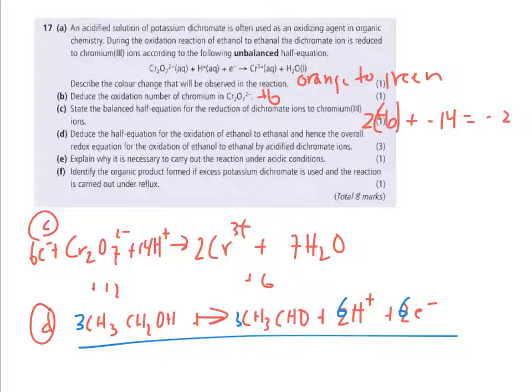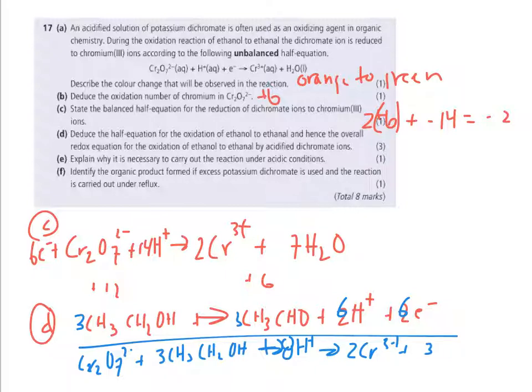And when I go ahead and add these up, then I'm going to come up with Cr2O7 2-, plus 3CH3CH2OH is going to yield, plus 8 hydrogen, can't forget those, that's the net of 14 and 6. And then that's going to yield the 2 chromium ions, plus 3 CH3CHO, plus 7 water.